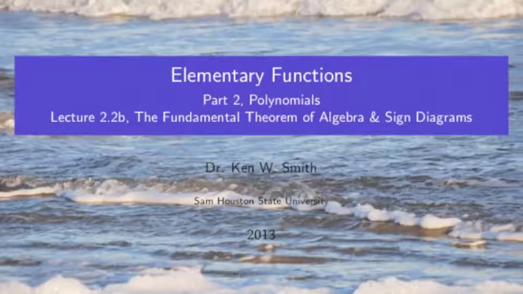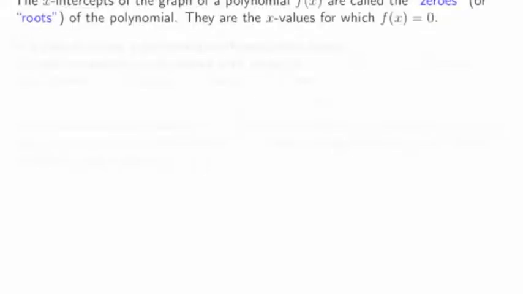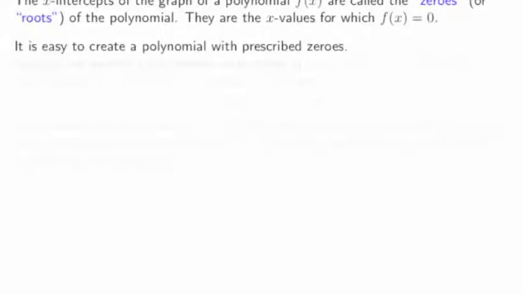This lecture, we continue our study of polynomials, looking at the fundamental theorem of algebra and also at sign diagrams. The x-intercepts of the graph of a polynomial are called the zeros, or roots, of the polynomial. They are the x values for which y is equal to 0. It is easy to create a polynomial with prescribed zeros.